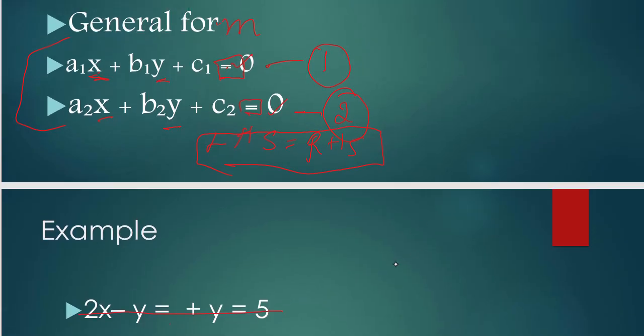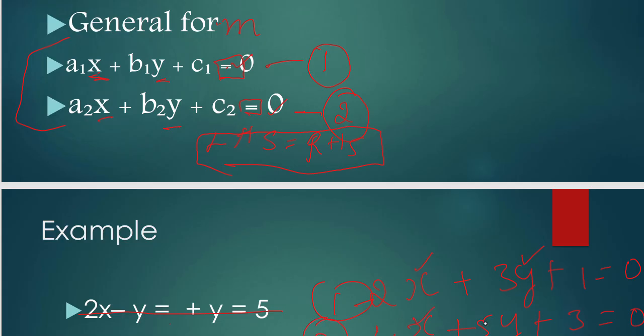So you can see 2x plus 3y plus 1 is equal to 0. Consider this as one equation. Can you see two variables here, x and y? So one more equation will be, for example, 4x plus 5y plus 3 is equal to 0. So this is equation 1 and this is equation 2.